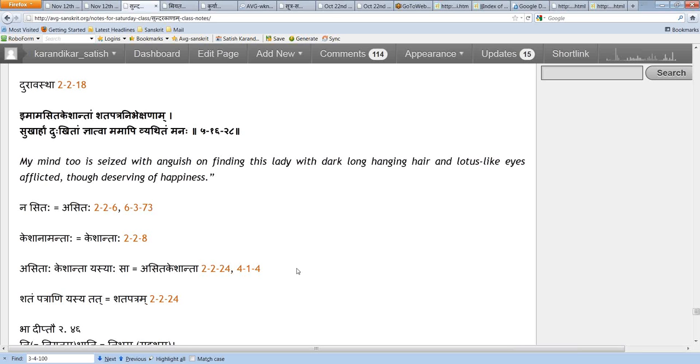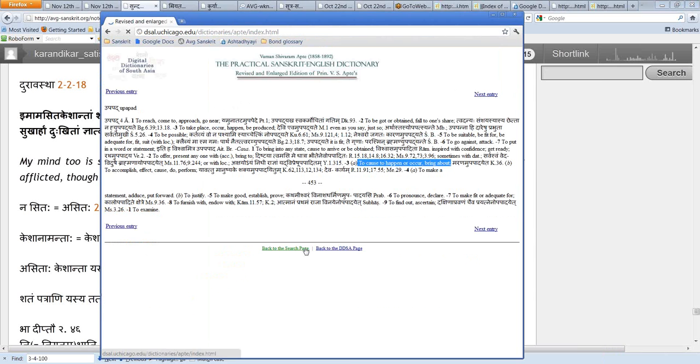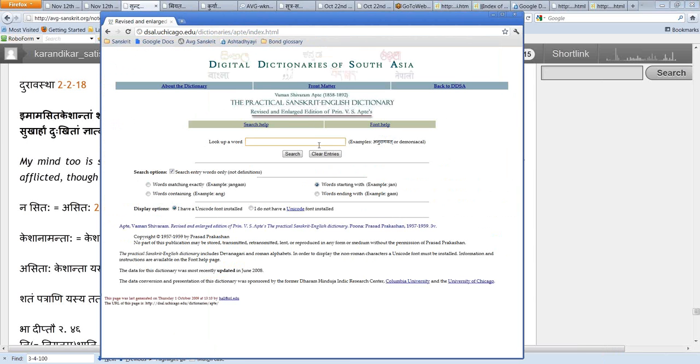Then Shatapatra Nibhekshanam. Shatam Patrani Yasya Tat is basically that which has 100 leaves, and this patram can actually mean petals in this case, many petals basically. It's a lotus, shatapatram. Shatam patrani yasya tat patram. If you look at patram, I think in this case it is a petal, not a leaf. Shatam patrani yasya tat kamalam, shatapatram.